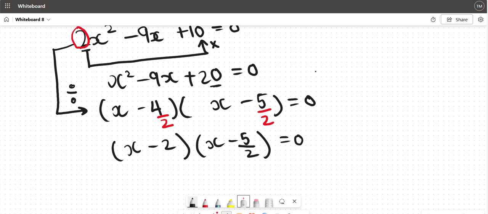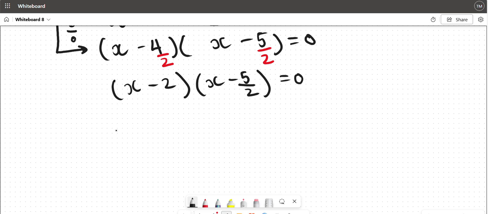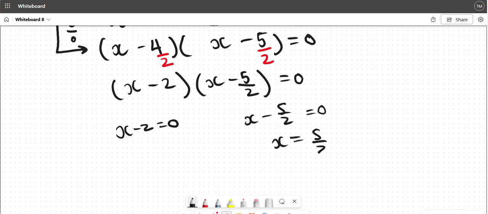And so at this point, you could just take each one. You take your x minus 2, you make it equal to 0. You take your x minus 5 over 2, you make it equal to 0. So x is 5 over 2, one of my solutions, or x is equal to 2, one of my other solutions.